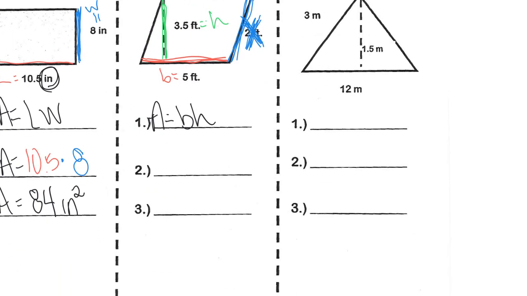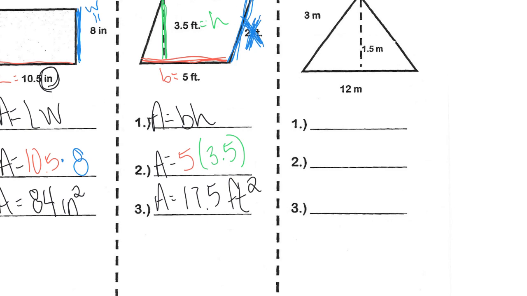Okay, so now let's plug these values in. So my area is my base, which is 5, times my height, which is 3.5. Okay, so now plug that in your calculator, 5 times 3.5. And hopefully you get 17.5. Make sure you label our units, feet, and then again it's area, so it's squared.